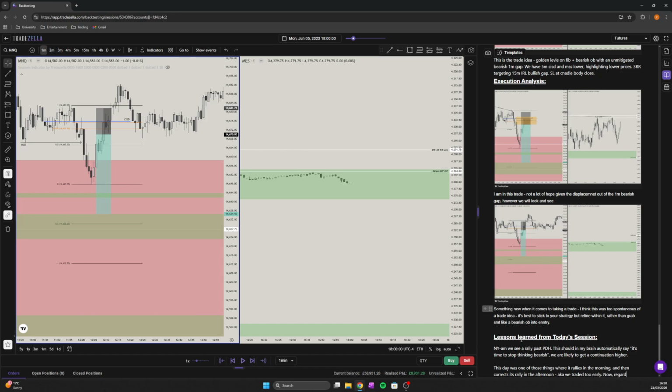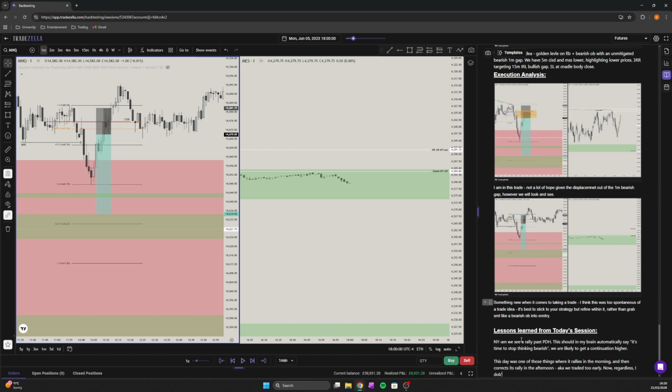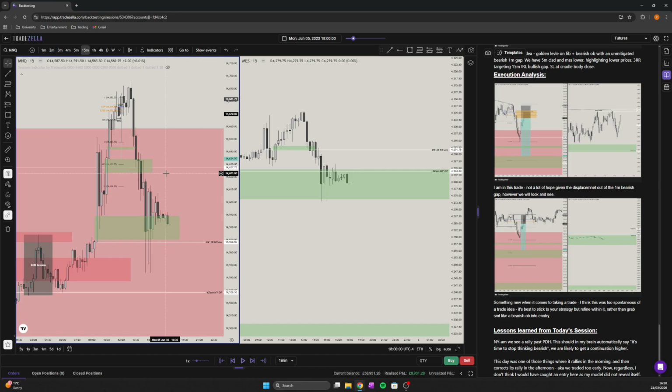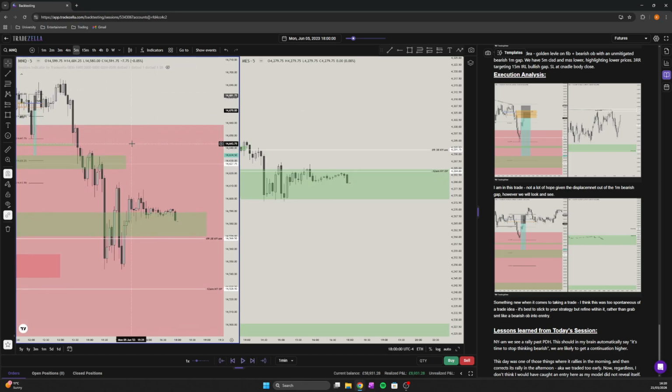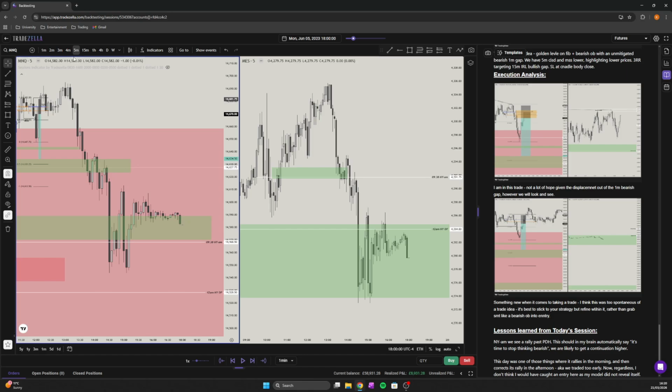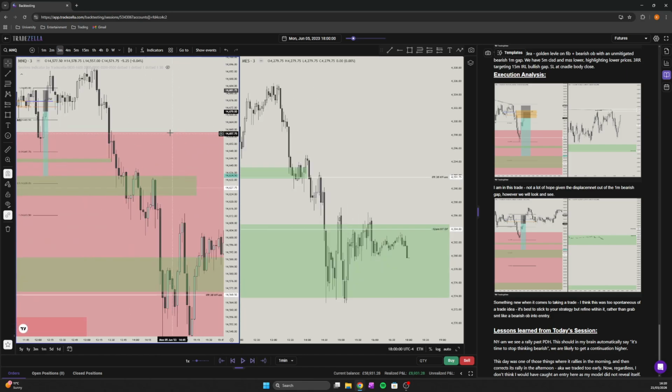Now, regardless, I don't think I would have caught an entry here as my model did not reveal itself. Okay. Now you see what I mean when it comes to these days where there's massive moves up and down, right? Not being able to catch a trade on something like this is obviously going to be a bit like an owl, right? I'd love to catch a move like this, right?